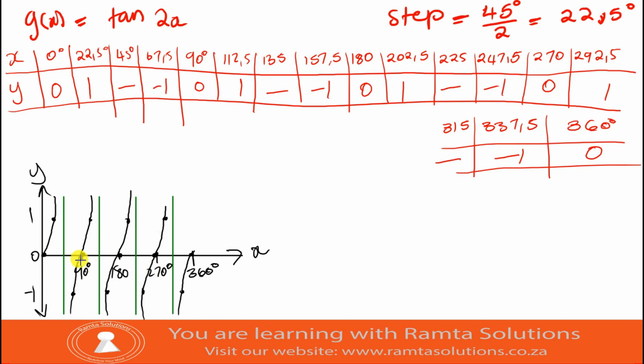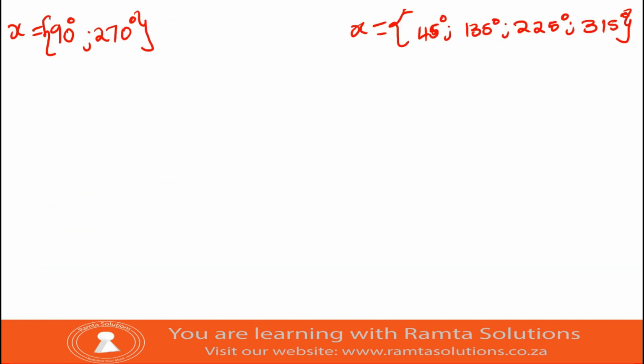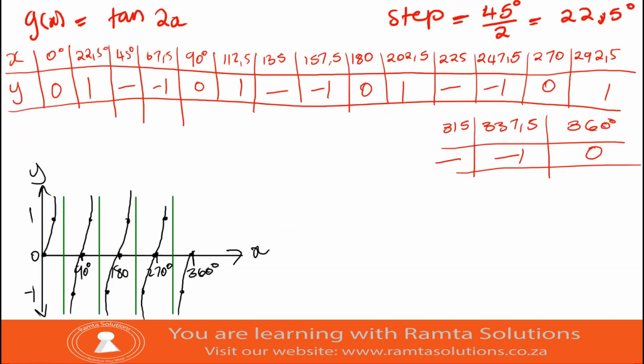Indeed, there are 4 asymptotes at 45, 135, 225, and 315. Let's confirm them. Yes, 315. So here they are confirmed. Can you see that? We were able to find where these were without drawing the graph, but now that we have drawn the graph, we have confirmed them.